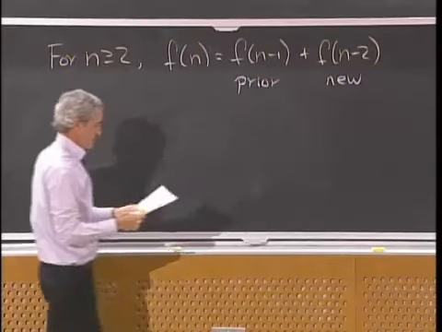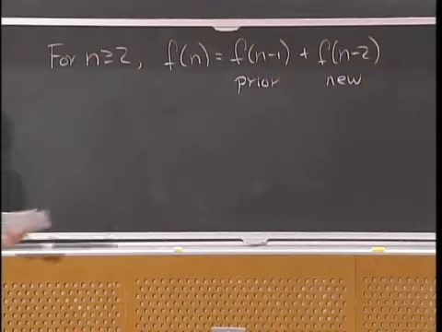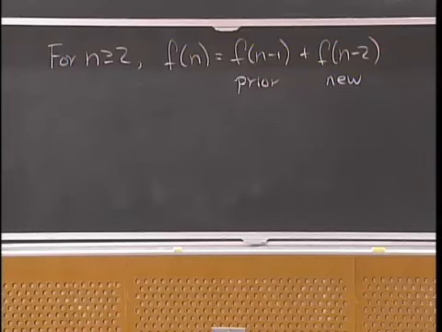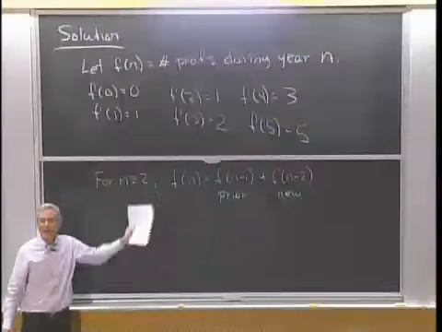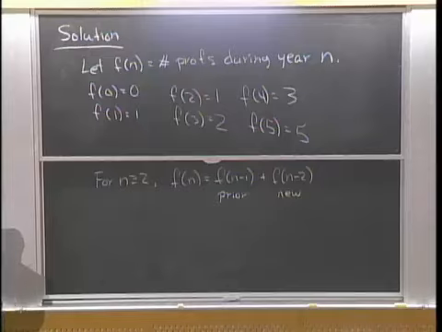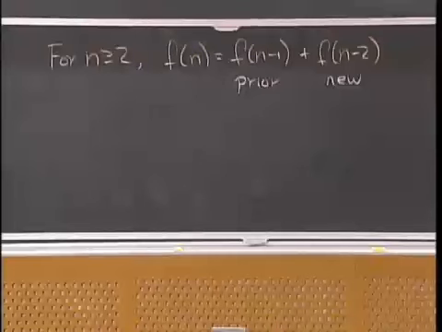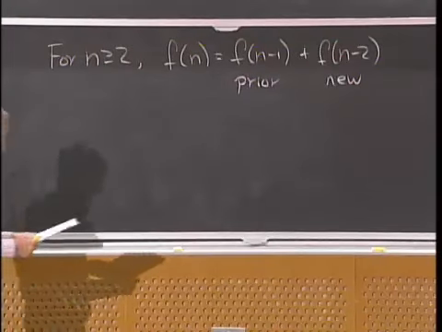There. Do people recognize that recurrence? Yeah, it's pretty famous. How many people have not seen this? This is called the Fibonacci recurrence. It produces the Fibonacci numbers. How many people have not seen it? Yeah, very famous. Pretty much everybody has seen that.